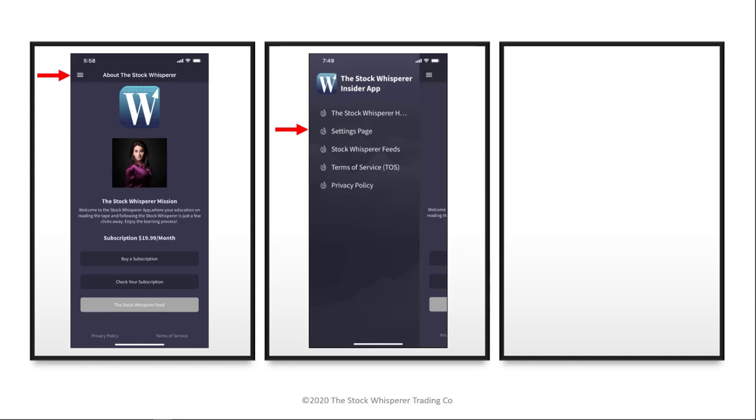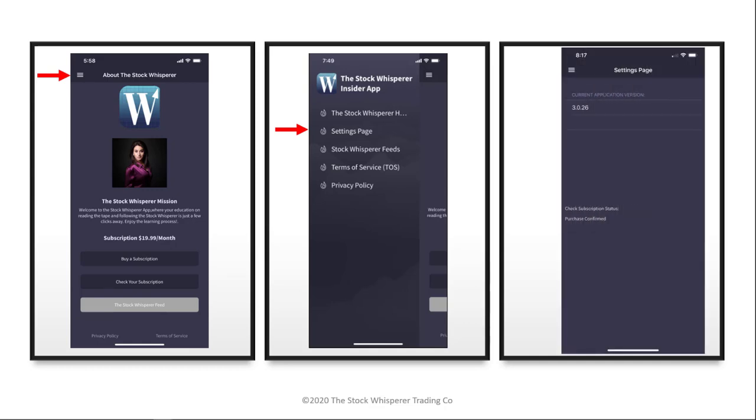I want you to go to the settings page and check and see what your current application version is. And also, it's going to tell you if your purchase is confirmed, because a lot of people think they have it, but the purchase didn't go through. Okay? So that's the key, is to check and make sure first.